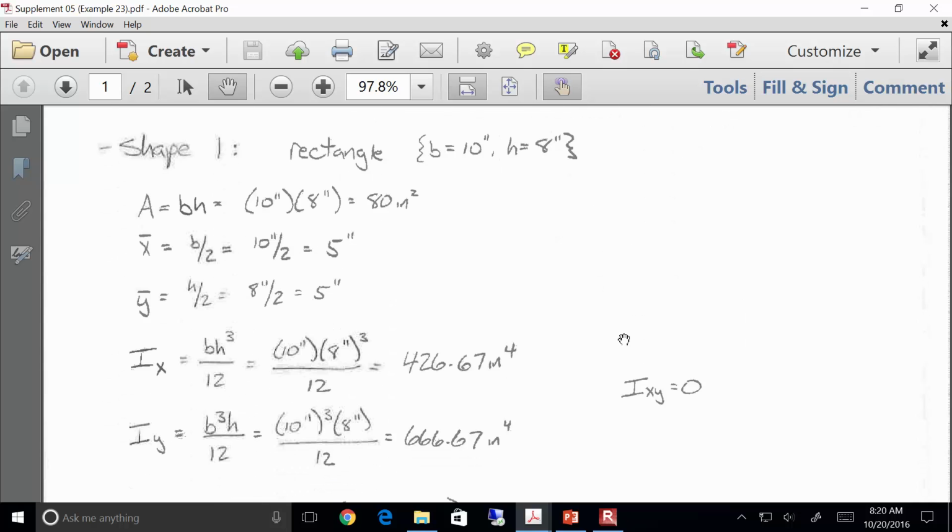Now, if I go through and do the rectangle, so this is B and that's H, so it's 10 inches wide and 8 inches tall, I can compute the area, I can compute where the centroid is. Note that I can calculate the moment of inertia about the x and y axis, just b h cubed over 12 or b cubed h over 12, but IXY is 0. Okay? Sound good? Should your Y bar be 4 inches? Oh, yeah, it should be. Did I do that in the table? Let me see.